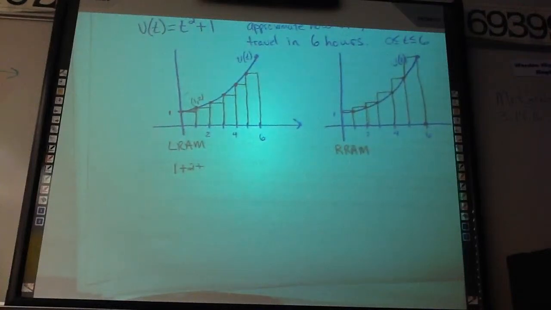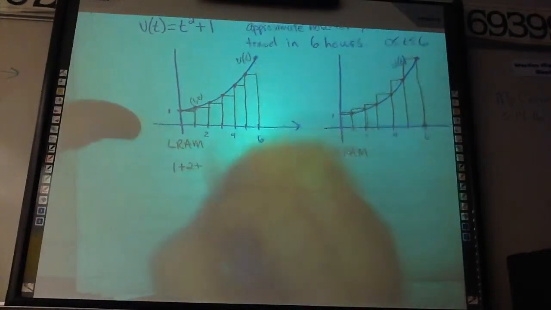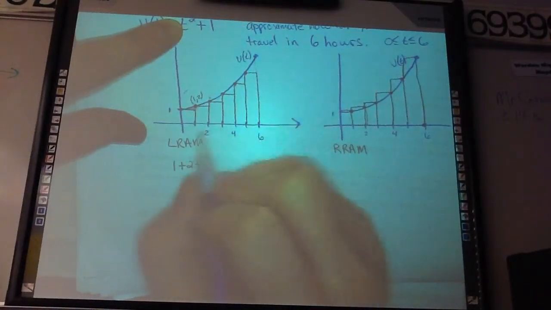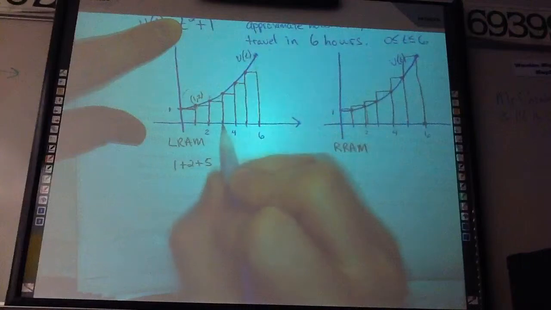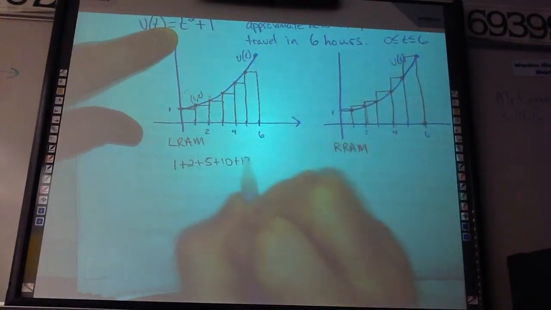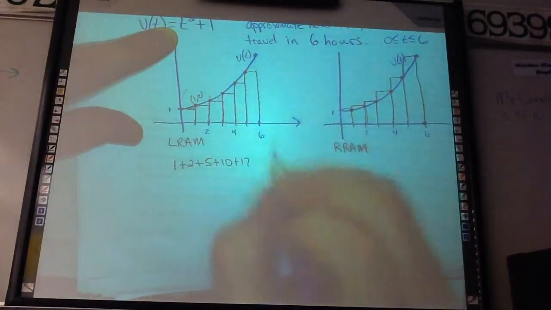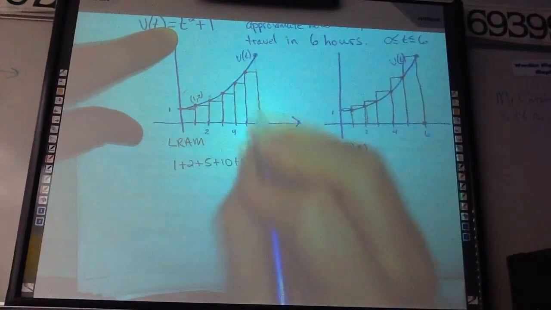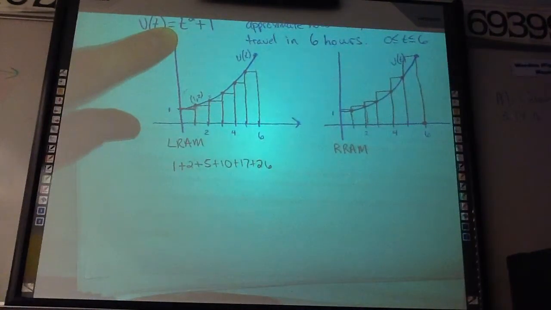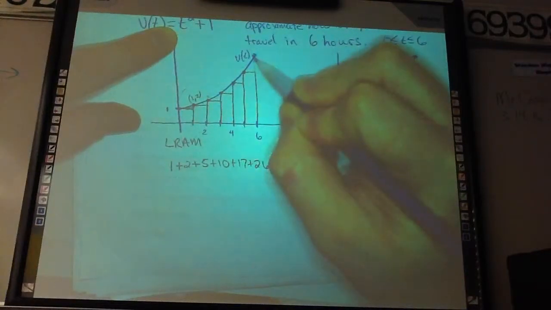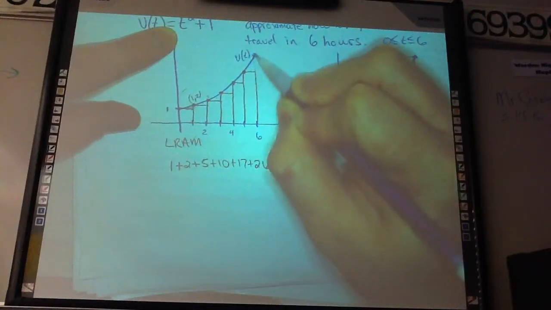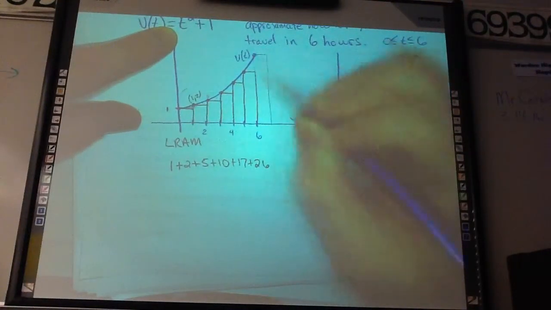Is it 5? Yeah. Plugging in 2, 2 squared is 4 plus 1, that one's 5. So that one's 5 tall. 3 squared plus 1 is 10. 4 squared is 16 plus 1 is 17. 5 squared plus 1 is 26. Do I need to do 6 squared plus 1? No, because there's no rectangle over here. The last rectangle is right here, because if I drew one up to here, that's way over, that's not under my curve.